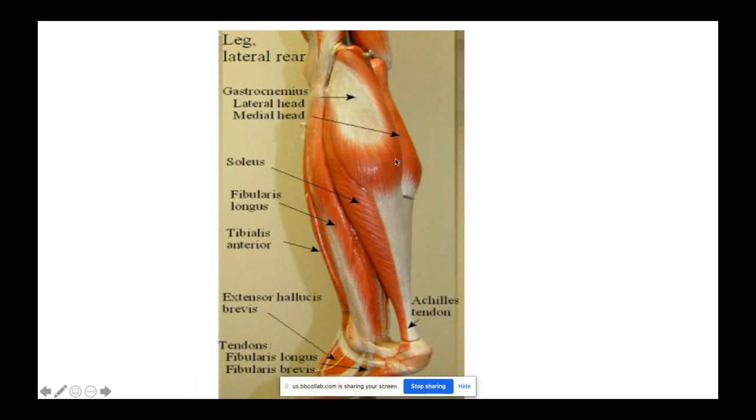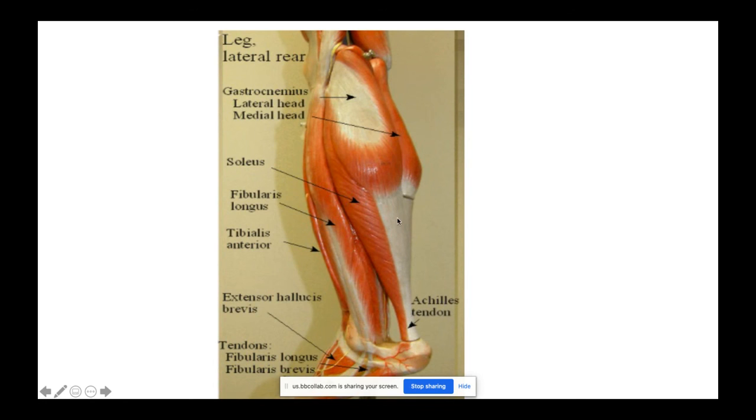These are the posterior muscles. So here's the gastrocnemius. There's a lateral head and a medial head. The lateral head is lateral because that's where the pinky toe is, and the medial head is medial, on the inside. Look at these two muscles. They come down. Here is the tendon, and it attaches to the calcaneus. The tendon is called the Achilles tendon.